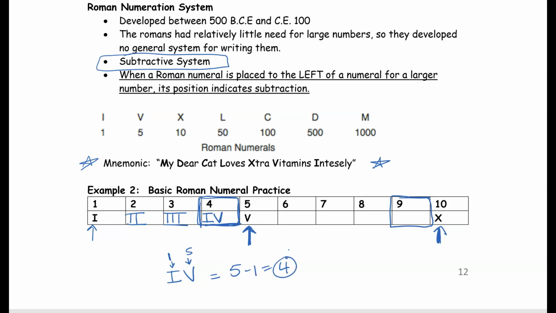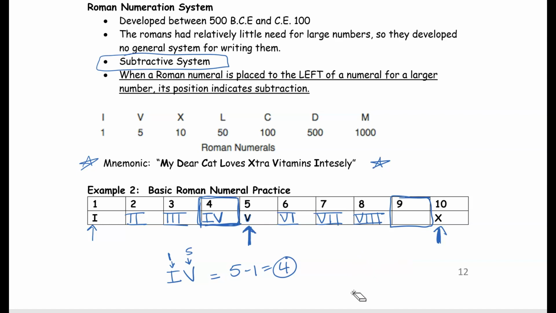Okay, so IV is 4. And then from there, we use the additive principle, where if V is 5, then to get 6, we just add a 1. So 5 plus 1 is 6. 7 is 5, 6, 7. And you can put a line on top and bottom, or you could just leave it out to make it quicker. 8 is 5, 6, 7, 8. Okay, for 9, it's tempting to say 5, 6, 7, 8, 9. That would make life easy, but that doesn't work.